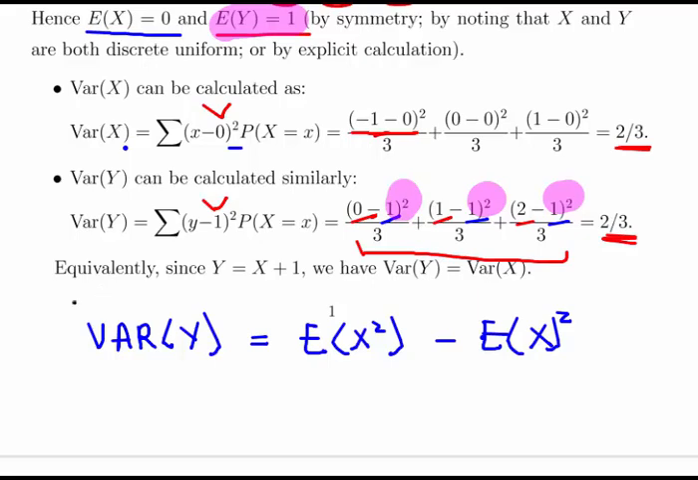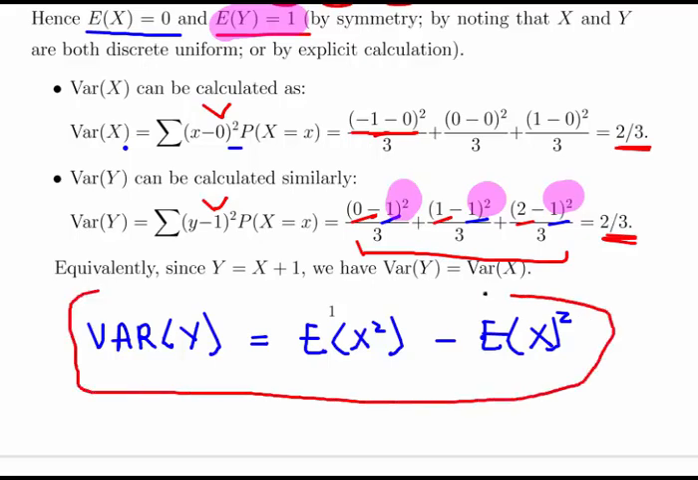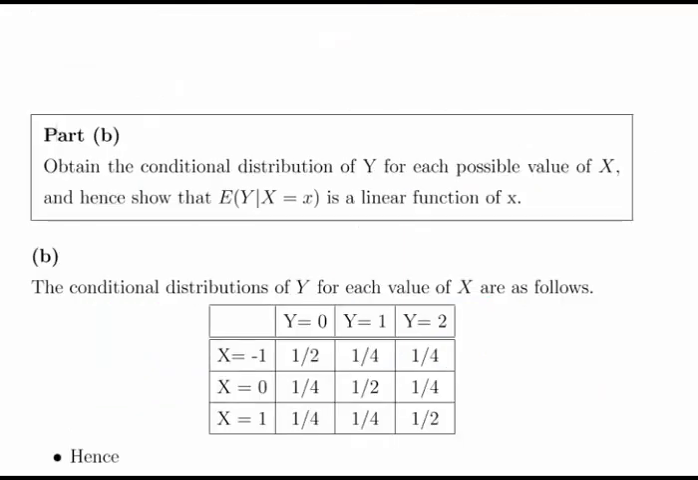Okay, so that's just a different approach to the one I would usually take, but it's good to know it in case you see it in the textbook. Okay, so obtain the conditional distribution of y for each possible value of x, and hence show that the expected value of y given x being some particular value is a linear function of x.